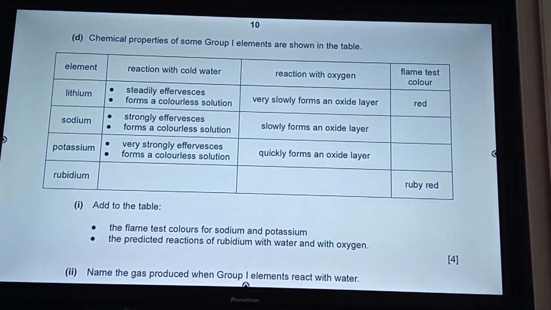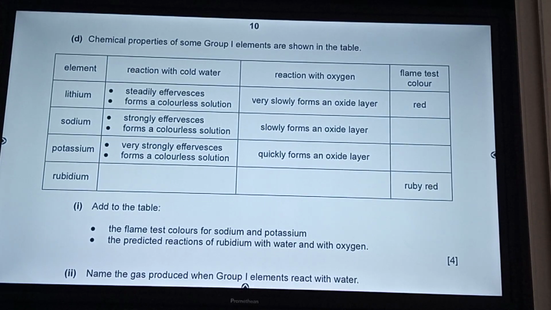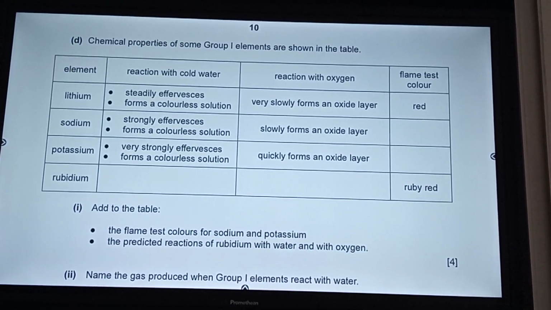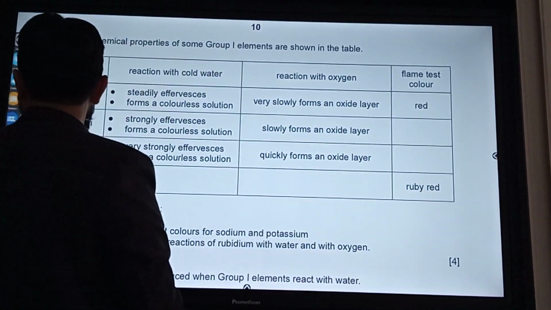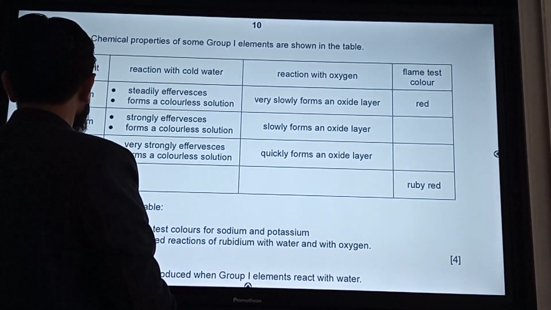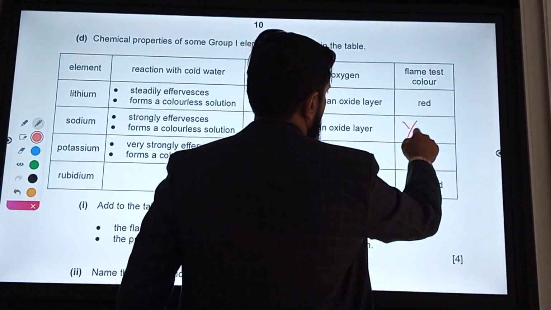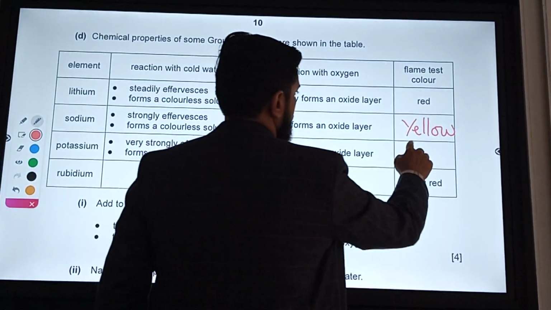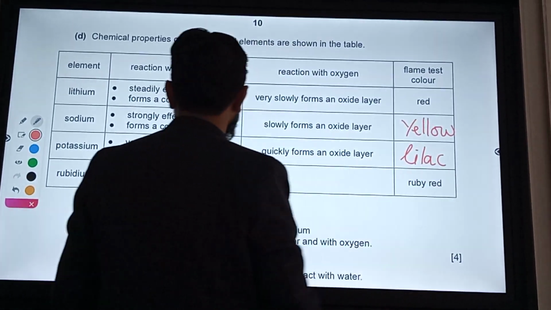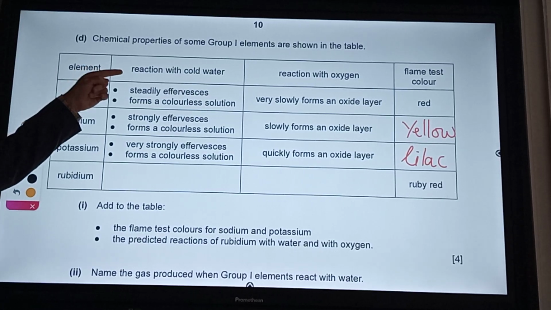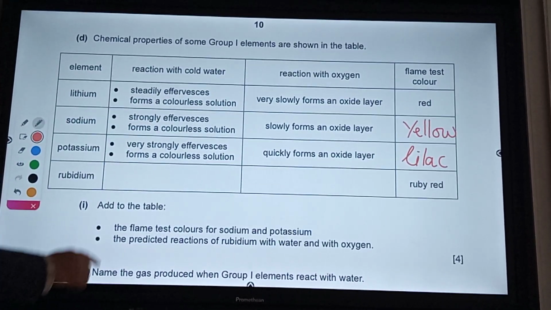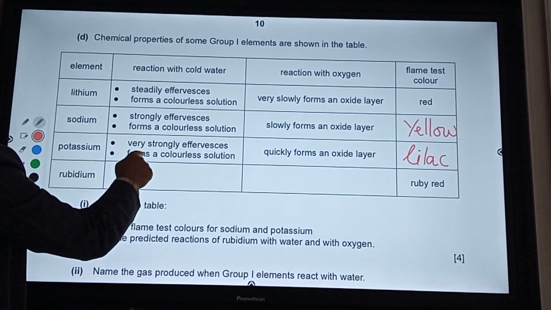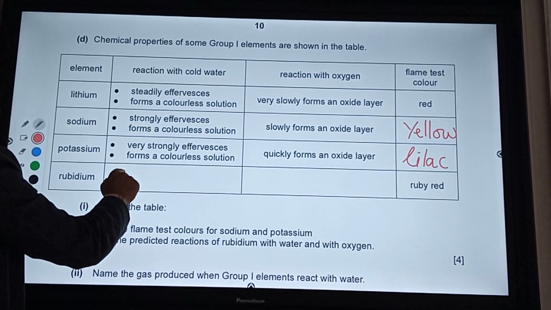Complete the question. Here he says chemical properties of some group 1 elements are shown in the table, and we have to complete. Here we can see the flame test. We learned that the flame color of sodium is always yellow. The flame color of potassium is lilac. And then, as you can see, the reactivity is increasing. So what we can say here, it is steadily, then sodium strongly, potassium very strongly. So we can say even very strongly or vigorously.